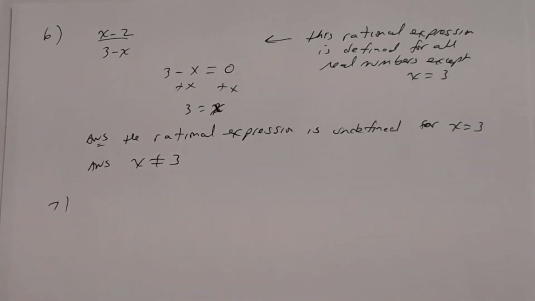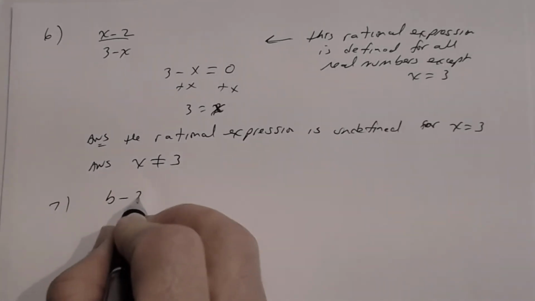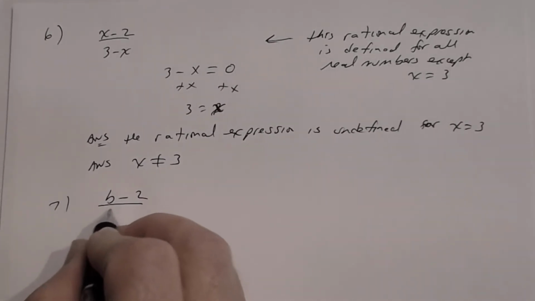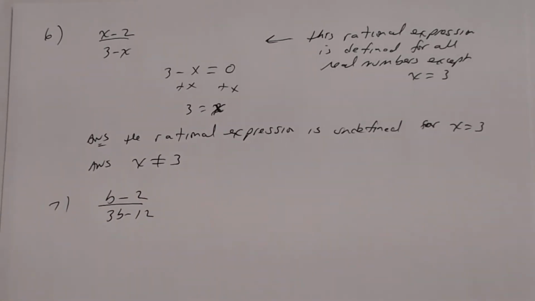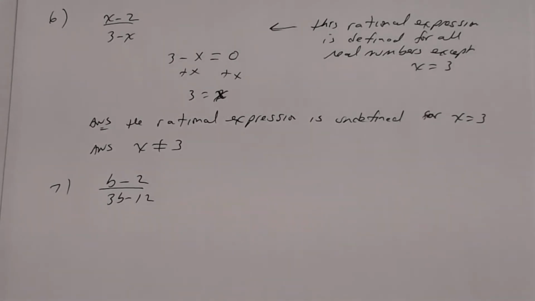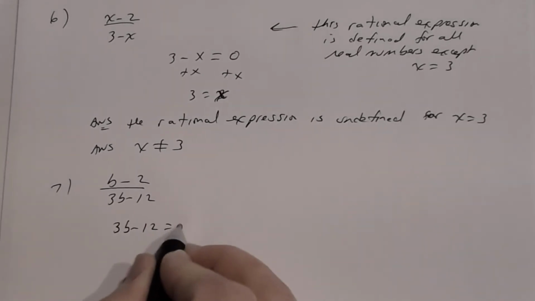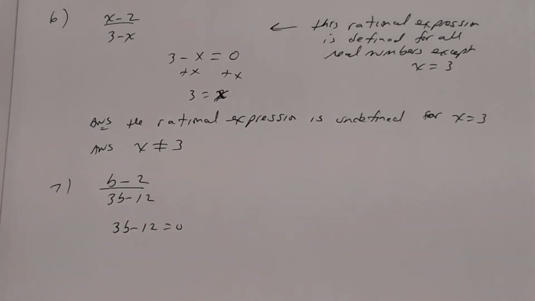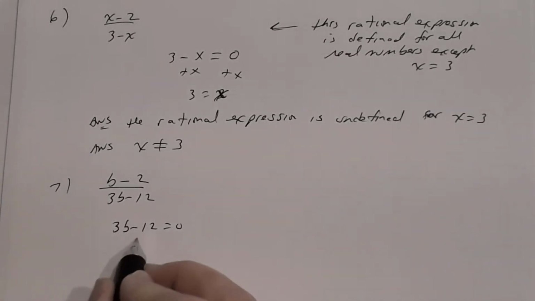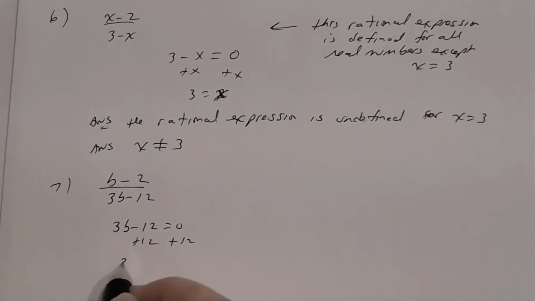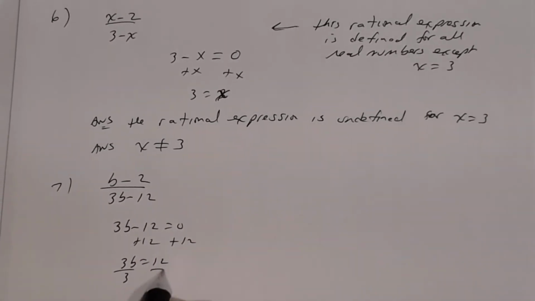Okay, number 7. Number 7, you have b minus 2 divided by 3b minus 12. Again, that's an easy one as well. So if I want to find where this rational expression is undefined, I look at the denominator, and when I set the denominator equal to 0, because a rational expression is undefined when the denominator is 0, I get a linear equation. So if I add 12 to both sides, I get 3b equals 12, and dividing both sides by 3, I get b to be 4.